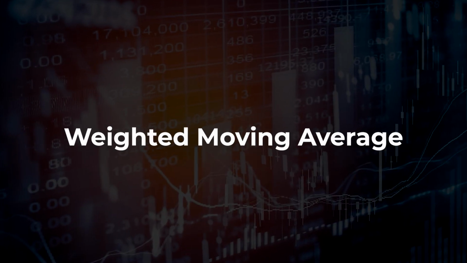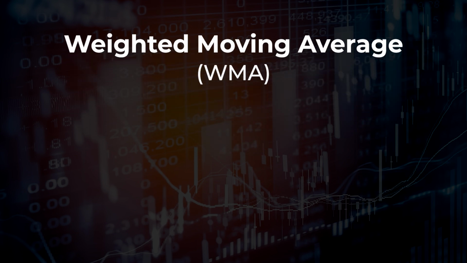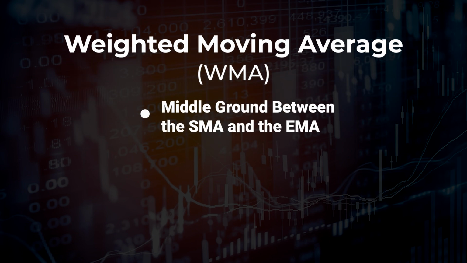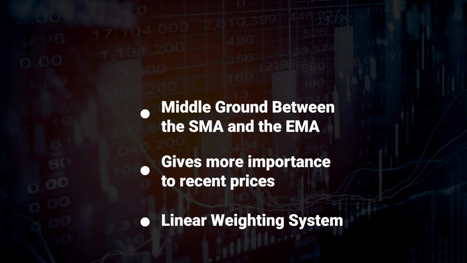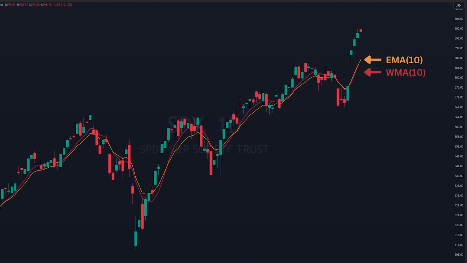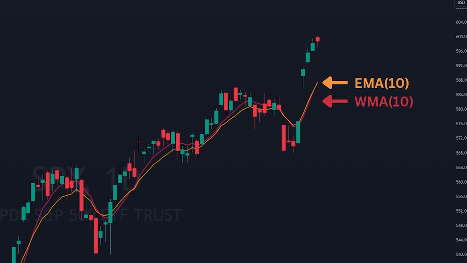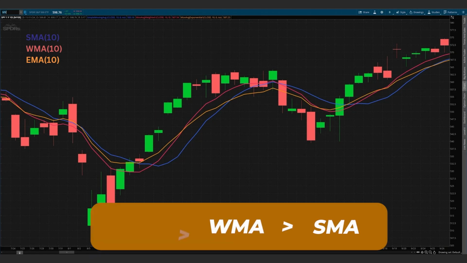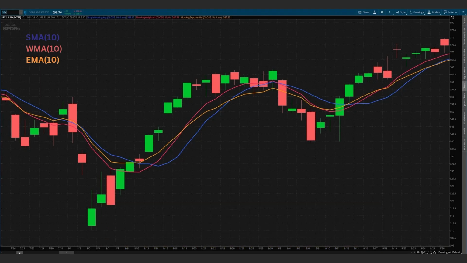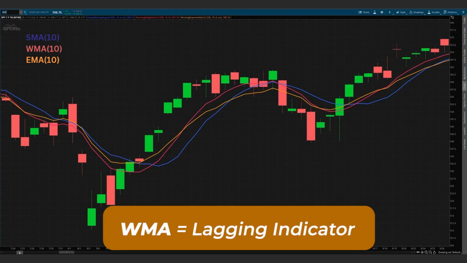Finally, there is the weighted moving average, or WMA. The WMA is like a middle ground between the SMA and the EMA. It gives more importance to recent prices, but instead of using an exponential formula like the EMA, it applies a linear weighted system. For example, in a 10-period WMA, the most recent day might get a weight of 10. The second most recent day gets 9, and so on down to the first day, which gets a weight of 1. This makes the WMA more responsive than the SMA, but slightly less reactive than the EMA. It's a great choice if you want something faster than the SMA, but not as responsive as the EMA. Also, similar to the SMA and EMA, the WMA is also a lagging indicator.